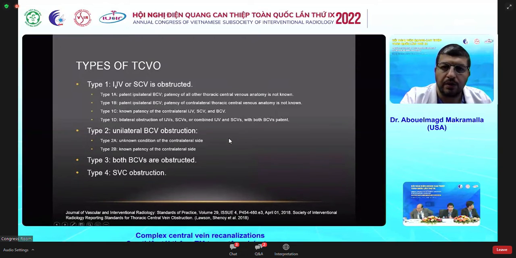The first type is internal jugular vein or subclavian vein obstructed, and based upon the knowledge of the patency of the other veins, would be subclassified into 4 different categories. Type 2 is unilateral brachiocephalic vein occlusion, and again, type 2A and 2B based upon the knowledge of the patency of the contralateral side. Type 3 is occlusion of both brachiocephalic veins, and type 4 is SVC obstruction.